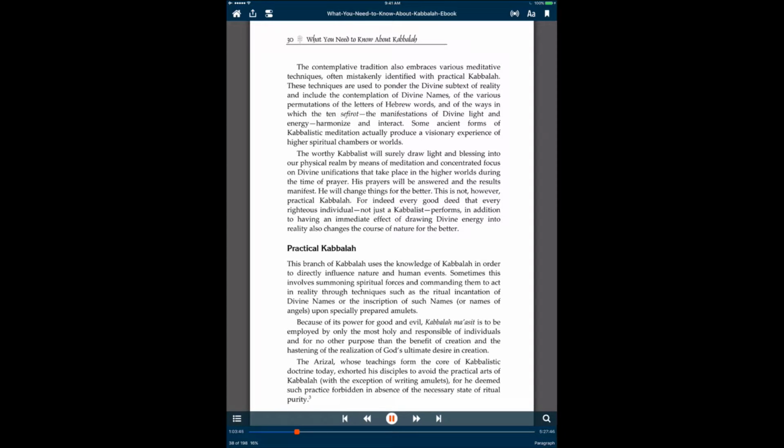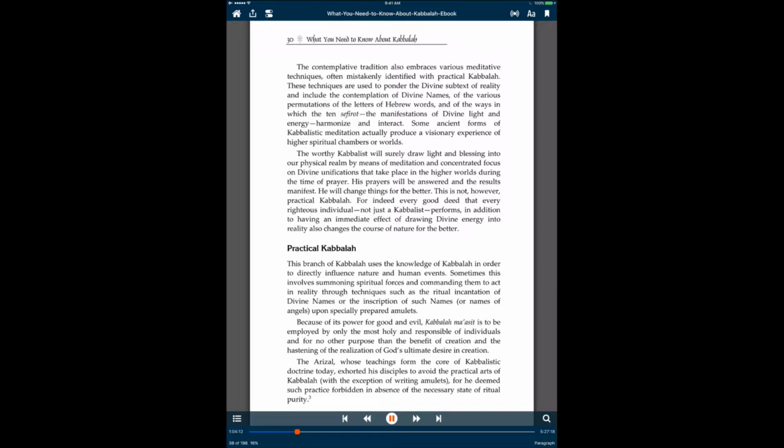The contemplative tradition also embraces various meditative techniques, often mistakenly identified with practical Kabbalah. These techniques are used to ponder the divine subtext of reality and include the contemplation of divine names, of the various permutations of the letters of Hebrew words, and of the ways in which the 10 Sephirot, the manifestations of divine light and energy, harmonize and interact.